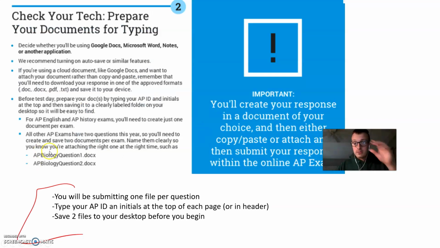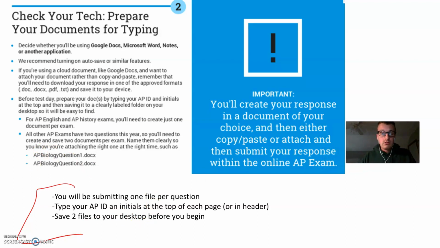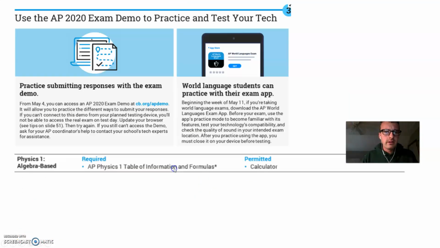Again, I'm flying through this. Feel free to hit pause at any time to slow down a little bit. Let's see. We talked about this a little bit. Save 2 files to your desktop before you begin. So we covered that. Cool. Let's see. The only thing that you're going to need extraneously, at least from the College Board, is the formulas on the front and the table on the back, and you're allowed to use a calculator.